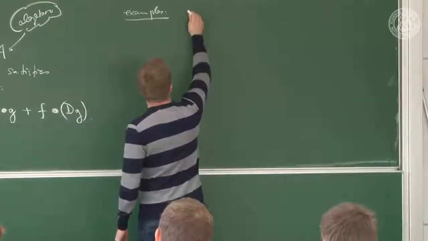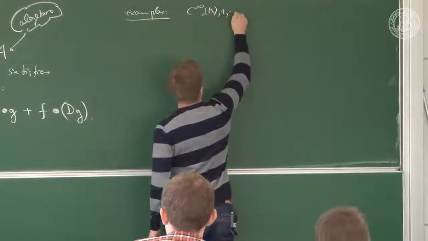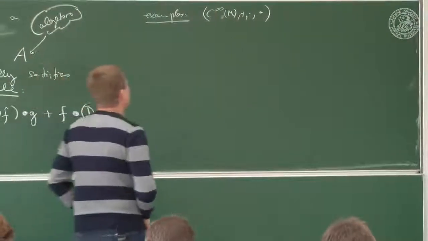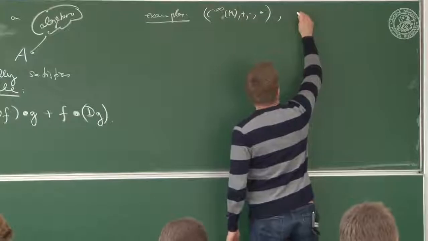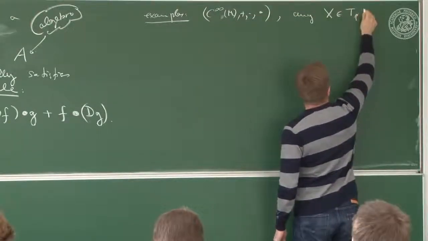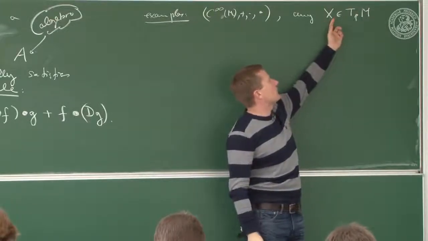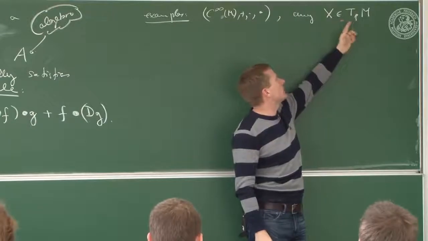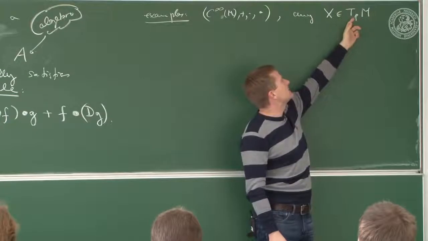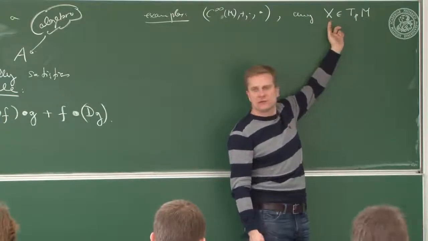You can have this as the algebra, C infinity of M, with the multiplication. And as a derivation, you take any x from a tangent space. So I no longer need to say to which curve, or at which point it corresponds, because if it's an element of T_P M, it's clear it's a curve through the point P, and there will be some curve that reproduces this x.